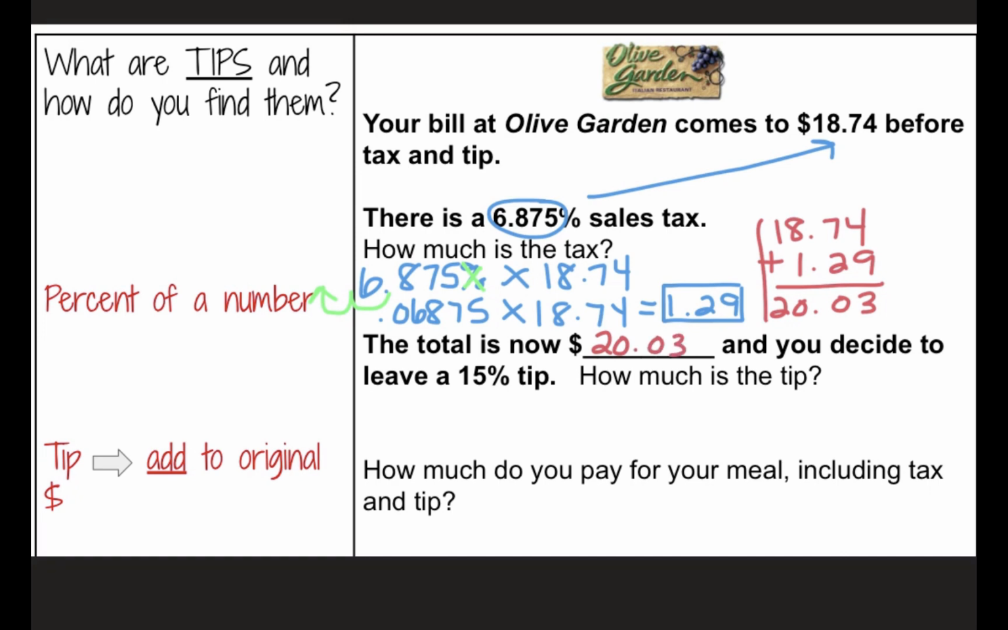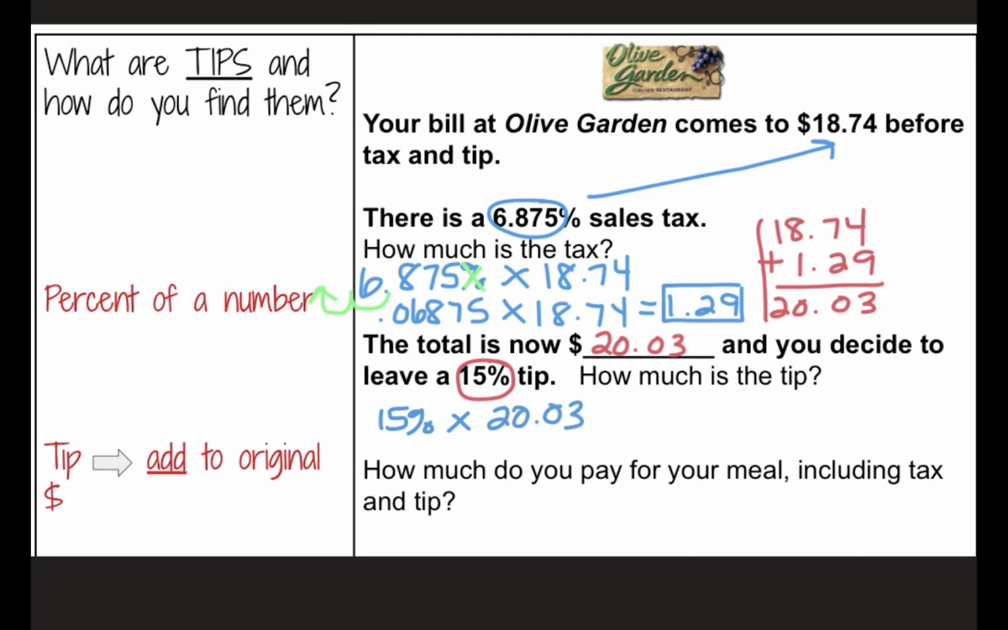$20.03. And you decide to leave a 15% tip. Tip is an additional amount that we pay for a service. So we need to take 15% of what amount? Is it of the bill or is it of the bill with tax included? It's of the bill with tax included. So let's now take 15% of our bill with tax included.